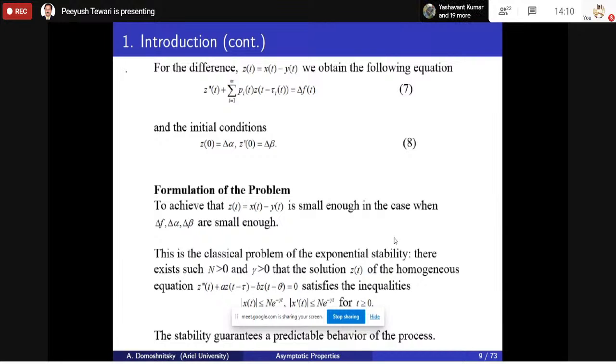We have to obtain that the solution of the homogeneous equation, where the right hand side is 0, tends to 0 as an exponent. And that is a problem of exponential stability. It is known that exponential stability is equivalent to stability with respect to the right hand side. Next, please.